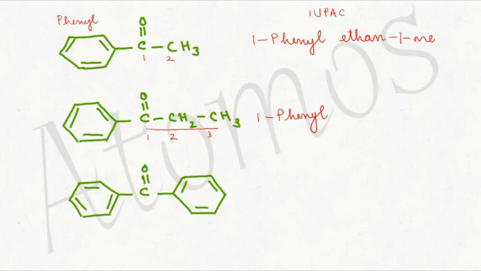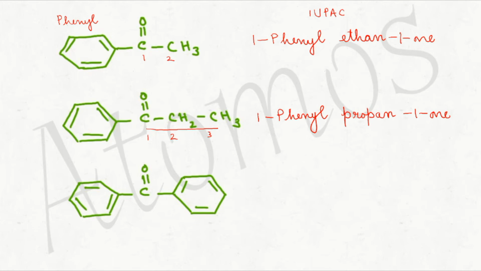Now, which is the root word? 3 carbon atoms are there, so it will be prop. In this case, we will be writing propan. We are removing that e and we'll have to attach one as it is a ketone. Where is it present? It is present at the first position. Propan-1-one. This is the IUPAC name: 1-phenylpropan-1-one. Okay?